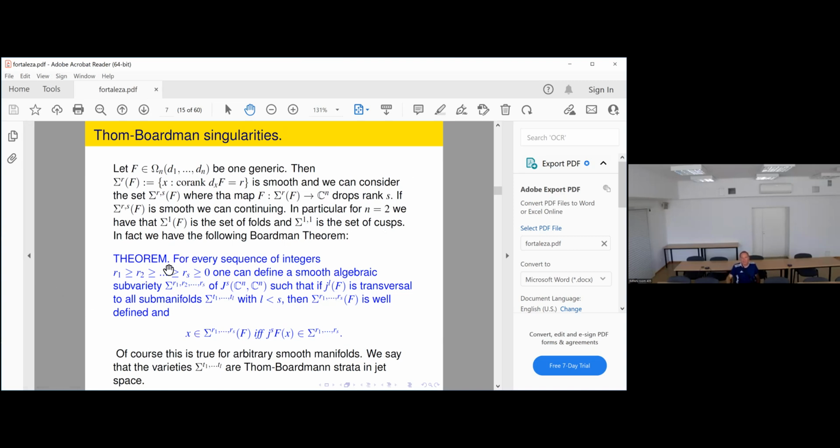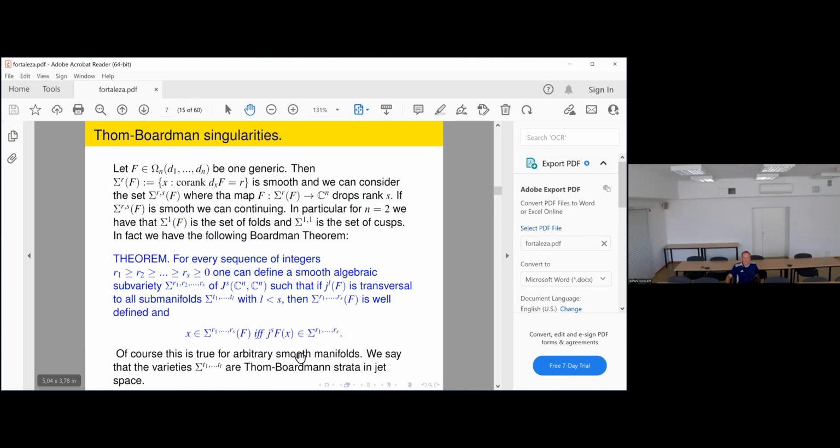In fact, we have the following theorem. For every sequence of integers, one can define a smooth algebraic subvariety in the space of multijets, such that if this jet mapping is transversal to all submanifolds Sigma^{I}, it should be S here, not L, Sigma^S with L less than S, then Sigma^{I}(F) is well defined, and X belongs to this stratum if and only if the jet belongs to this Thom-Boardman manifold.